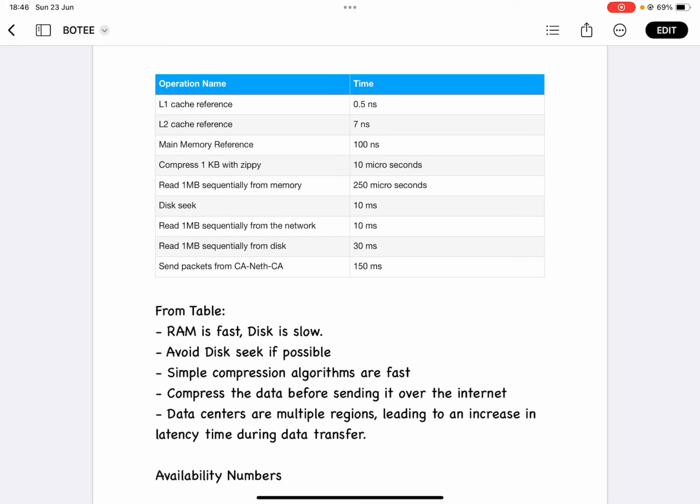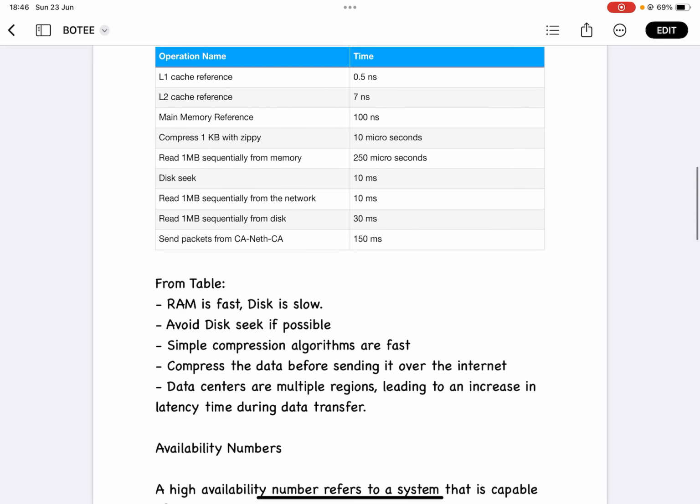Similarly, reading a 1 MB file sequentially from a network takes around 10 milliseconds, and reading it from the disk takes 30 milliseconds. And if you're doing a round trip from California to Netherlands, sending a data packet, it takes around 150 milliseconds. With these things in mind, let's understand what is happening in the table.